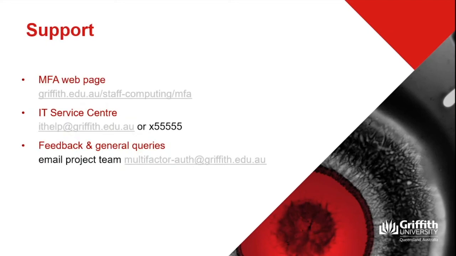Next thing we're going to have a look at is the support options available. Firstly, there's the MFA web page where we had a look just before. Secondly, you can contact the IT service centre by calling them on 55555, and they will direct you through to the right group to help you out depending on what your query is. And finally, if you've got feedback or general queries that you need the project team to answer, please feel free to email us at multifactor-auth@griffith.edu.au, and we'll get back to you as soon as possible.